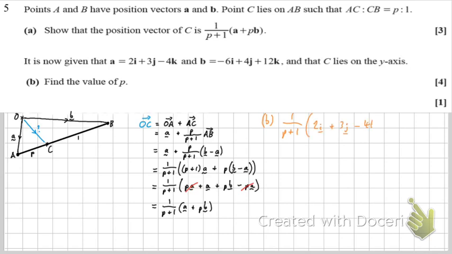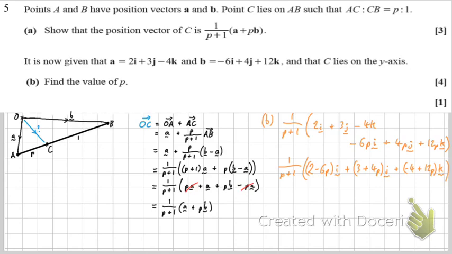So we've got 1 over p plus 1, a plus p lots of b. So I've just multiplied each component of b by p over here. I've then decided to group together the i's, group together the j's, and group together the k's like that.